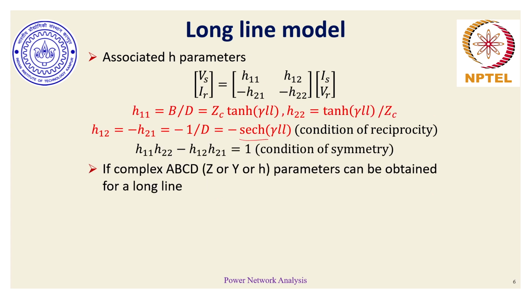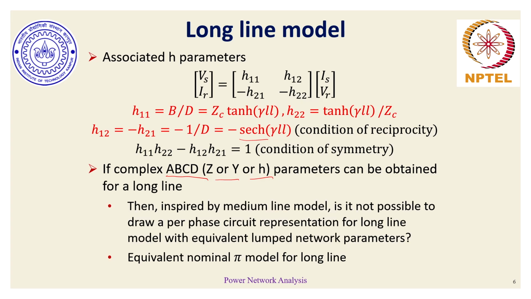So what we have here is that we have our complex ABCD, Z, Y or H parameters obtained for a long line. Then is it not possible to come up with the nominal pi model the way we had for medium line, nominal pi model, nominal T model, rather than always solving differential equations or trying to evaluate these complex hyperbolic functions? Is there not a simpler representation or a nominal representation of long lines similar to medium line model?